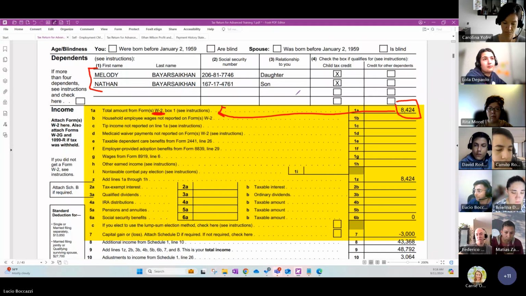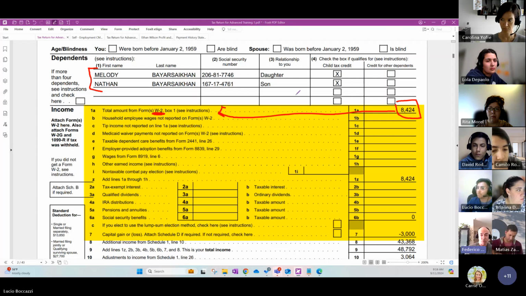Fede? Yeah, Lucio. I was just going to ask, if they file jointly, it's because they are legally married. There's no way they can file jointly without actually being married. I believe you have to be married at least 6 months out of the year to file jointly. I believe they can be separated, but at least 6 months out of the year they were married. Okay.